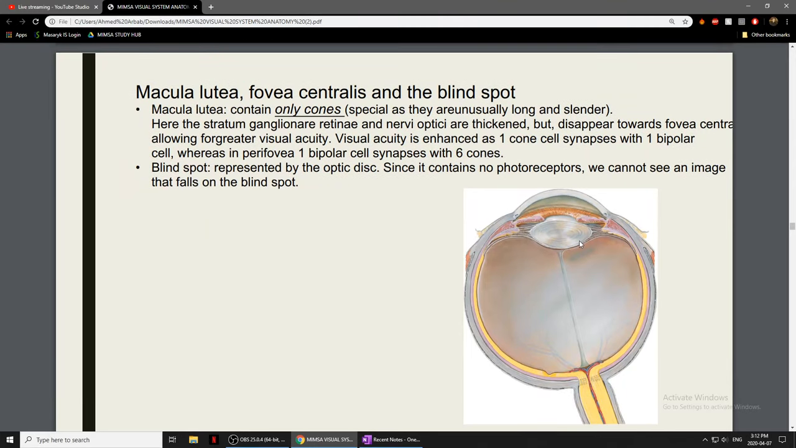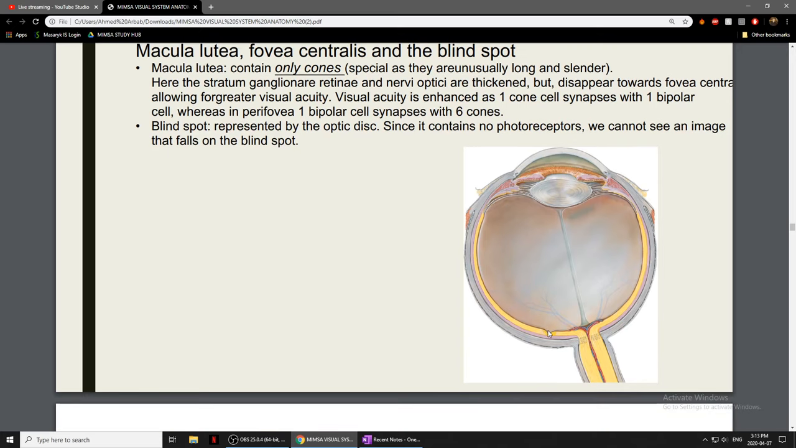So another major thing is the macula lutea and the fovea centralis and the blind spot. The macula lutea is a portion on the back part of the eye, this part of the retina, which only contains cones. So it only contains just a high visual acuity area.